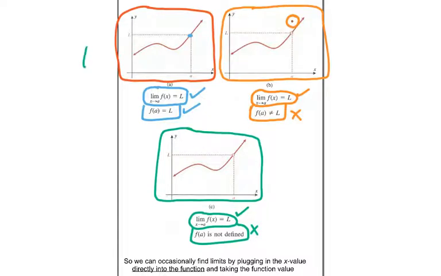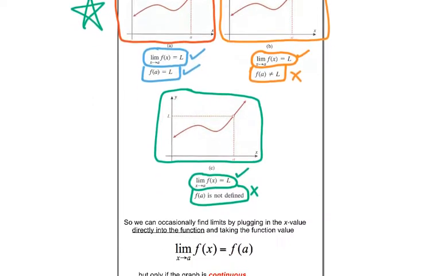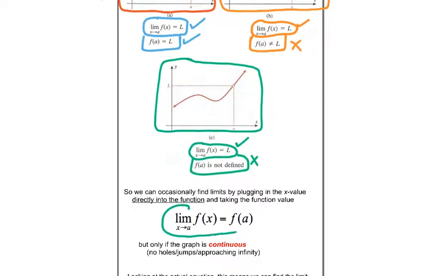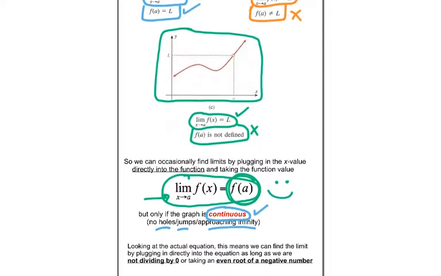So the top one is really the best, because if you can plug it in, we'd be good. To find the limit of a function as x approaches a, just plug it in. You get a number out and you're good to go. That's really nice. But it's only if you have this magic word here: if your function is continuous. If there's any kind of discontinuity, like holes, removables, any jump discontinuity, or if we're approaching infinity, then you can't plug it in. It's only if your graph is continuous that we're allowed to do it.